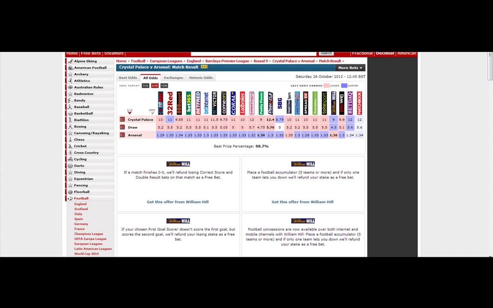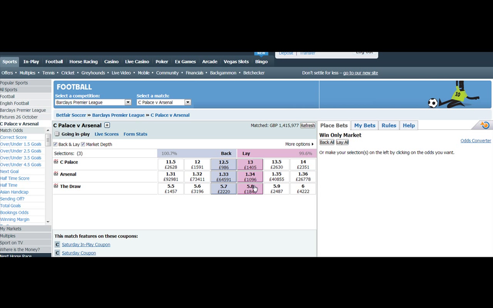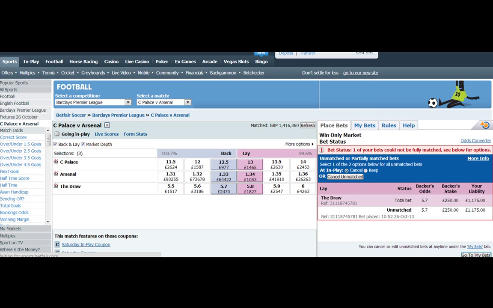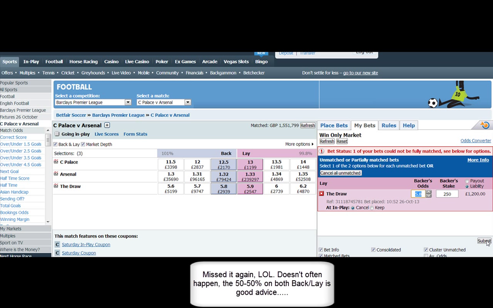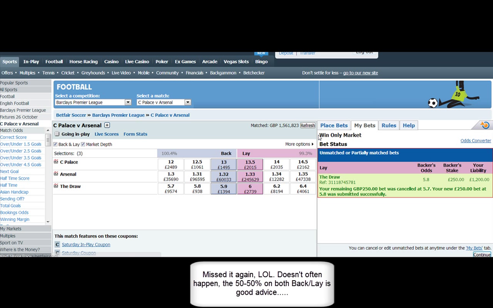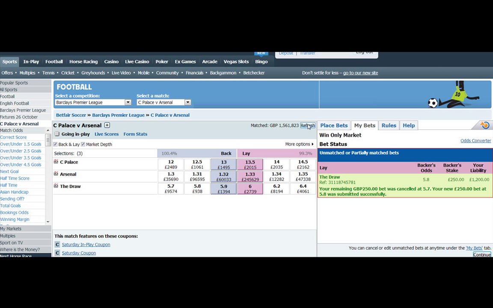So just have a look at the draw here. So going to try and lay it at the back price, which more often than not does actually work. It doesn't look like it in this video, but it does actually work. But this video is also good in showing you that things don't always go as planned, even for the pros. There we go, we can see it drift.